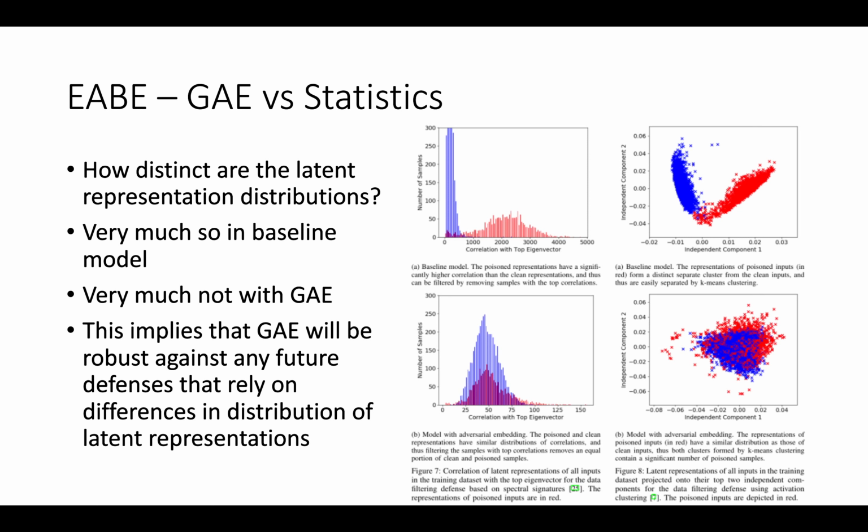But with generalized adversarial embedding, it's a much different story. So here, it's much, much, much harder to determine any difference at all between the backdoored and non-backdoored inputs. This implies that GAE will be robust in the future against any future models that try and look at statistical differences between latent representations of inputs. GAE should be a very effective attack against any such defense.